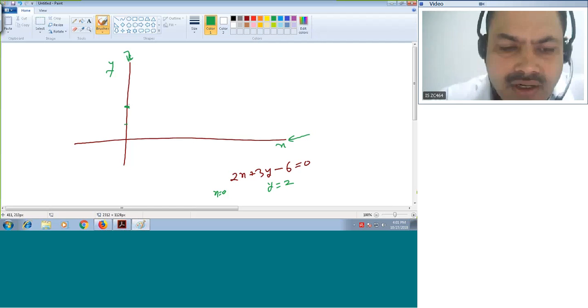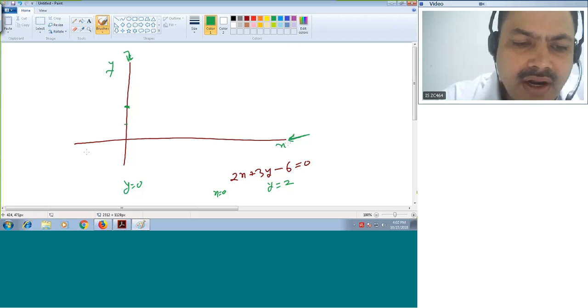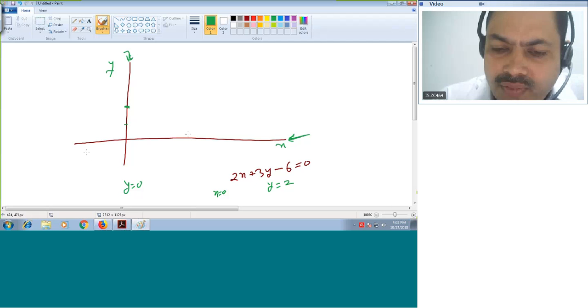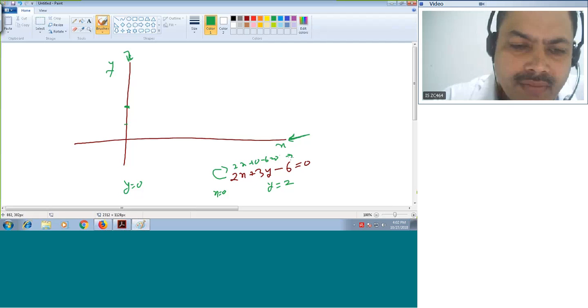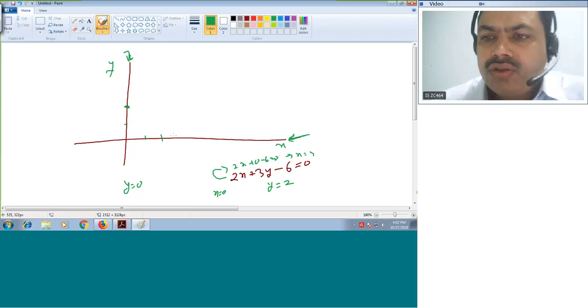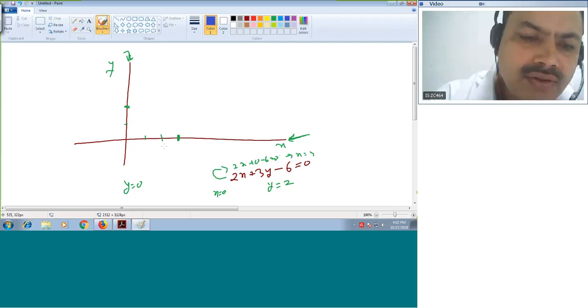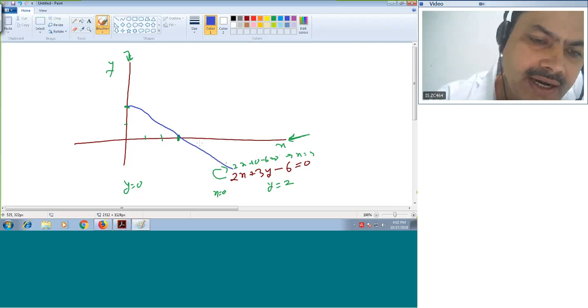Alright, when y is equal to 0, on all these points, y is equal to 0. So if I put y is equal to 0, I get x is equal to 3. Can you solve this? It would get 2x plus 0 minus 6 is equal to 0, and therefore you get x is equal to 3. So 1, 2, 3. This is the point from which the line goes. Since it is a straight line, you can draw a line like this. Is it clear?